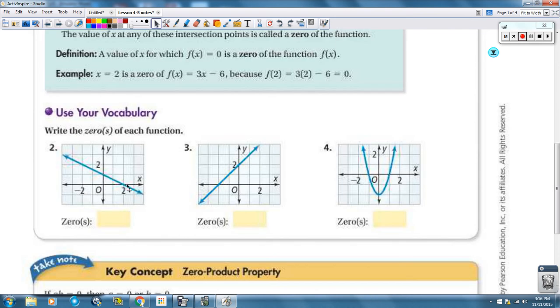Okay, and then they want to know the zeros here. So here, there's one there, there's one there. There's 2 zeros here, which is what you're going to be looking at, hopefully. Sometimes it might be 1, sometimes it might be none.